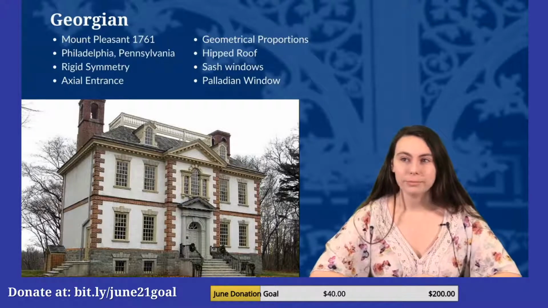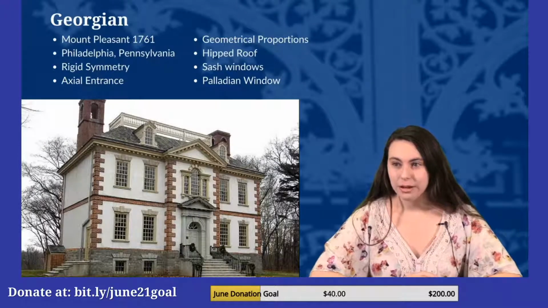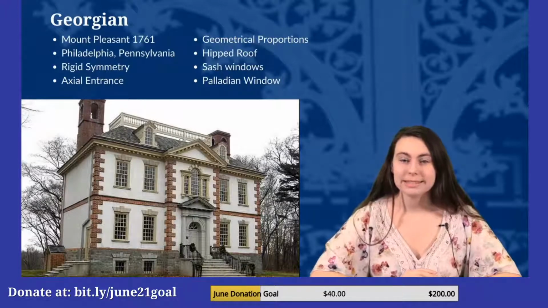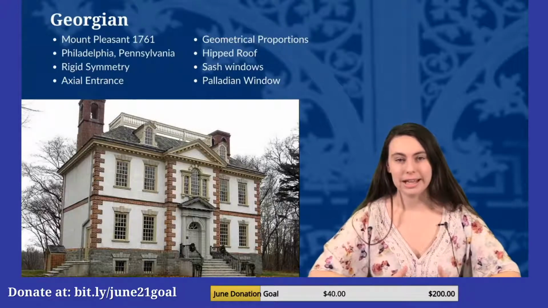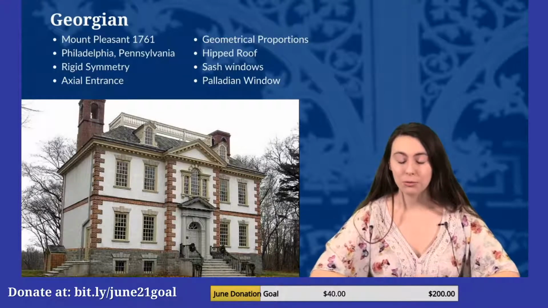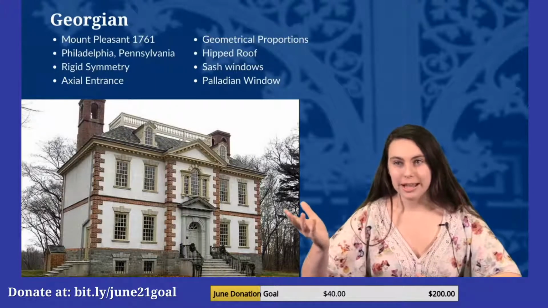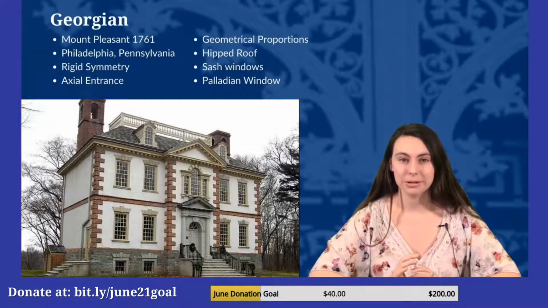This house is called Mount Pleasant, and it was built in 1761. It is the house of Benedict Arnold and Peggy Shippen. They lived here, so the most famous American traitor. And this is in Philadelphia, Pennsylvania. That was the new capital of America at this time, so you have a lot of wealth going on here. And the Georgian house is going to be a style that is very upper crust, upper class.